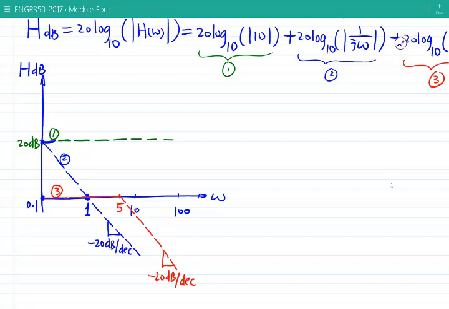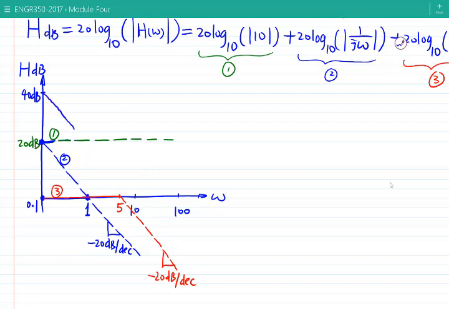Here, factor number 1 is 20 dB, and factor number 2 in the beginning is 20 dB. So we have 40 dB. If factor number 2 is a straight line, adding factor number 1, a constant 20 dB, is equivalent to shifting the linear line for factor number 2 up by 20 dB.